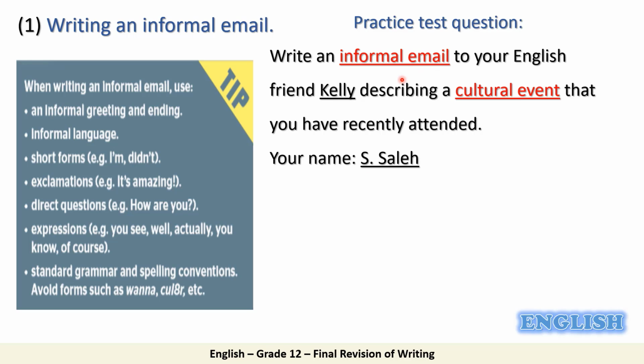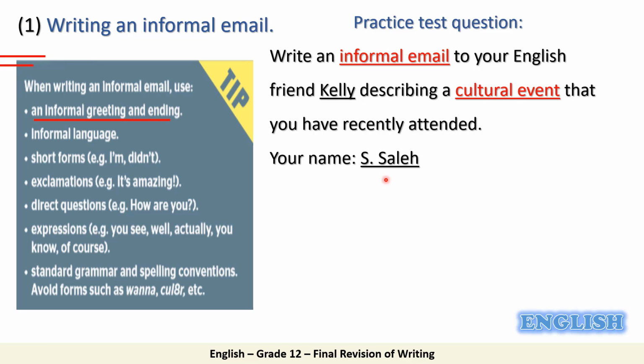So you are going to write an informal email and your friend is Kelly, so you're going to say, Dear Kelly. Then you are going to describe a cultural event. This is the content of your writing. Describe a cultural event, nothing else. And when you sign off, you write your name, which is S. Saleh. Don't use any other name. Okay?